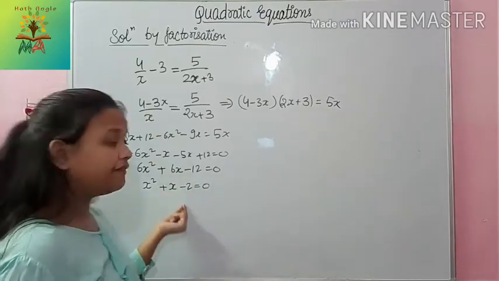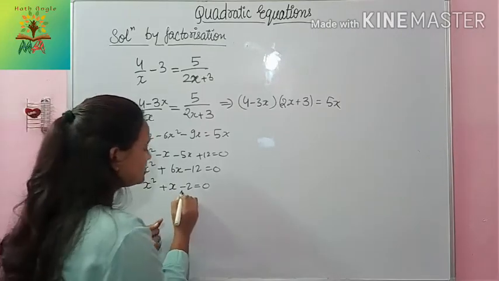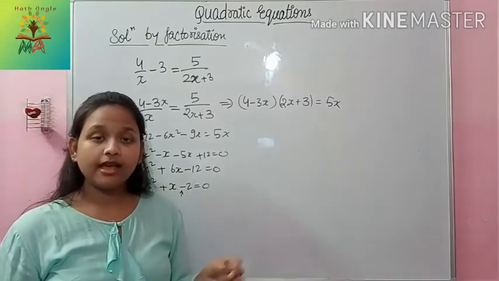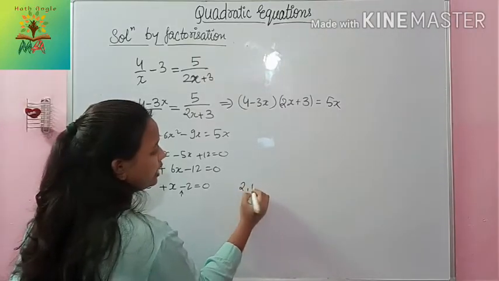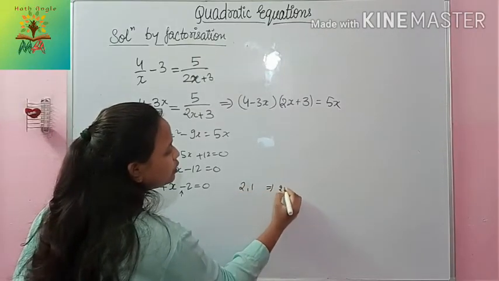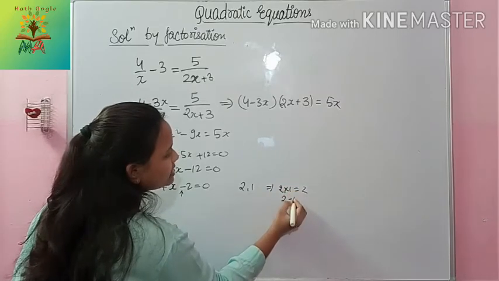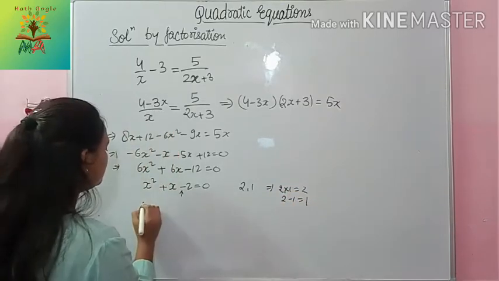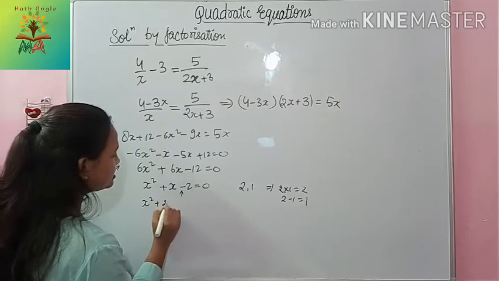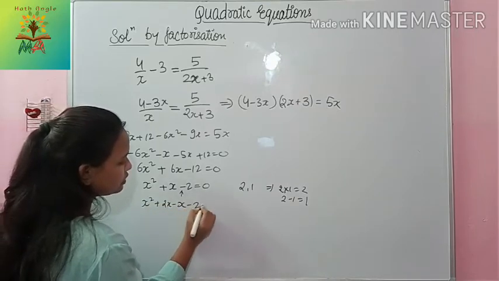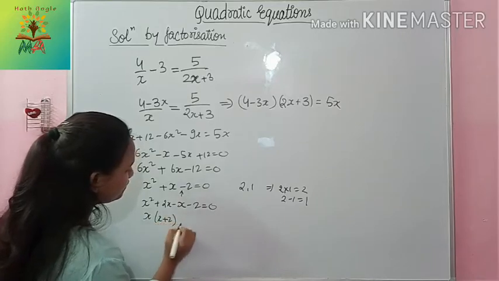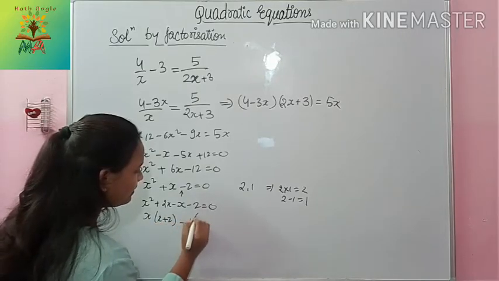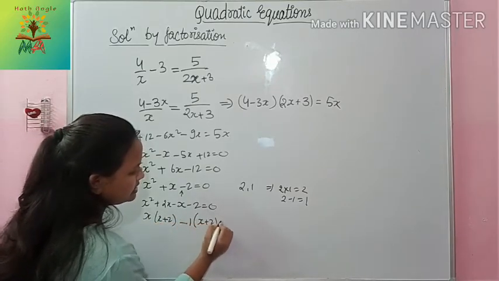बट उनका जो डिफरेंस है, डिफरेंस बिकॉज यहाँ पे माइनस साइन है, सो उनका जो डिफरेंस है दैट शुड बी 1. सो दैट इज 2 and 1 मीन्स 2 into 1 is 2 and 2 minus 1 is 1. So x square plus 2x minus x minus 2 is a 0 and x taking common x plus 2, यहाँ से minus 1 common लेने पे x plus 2 is a 0.